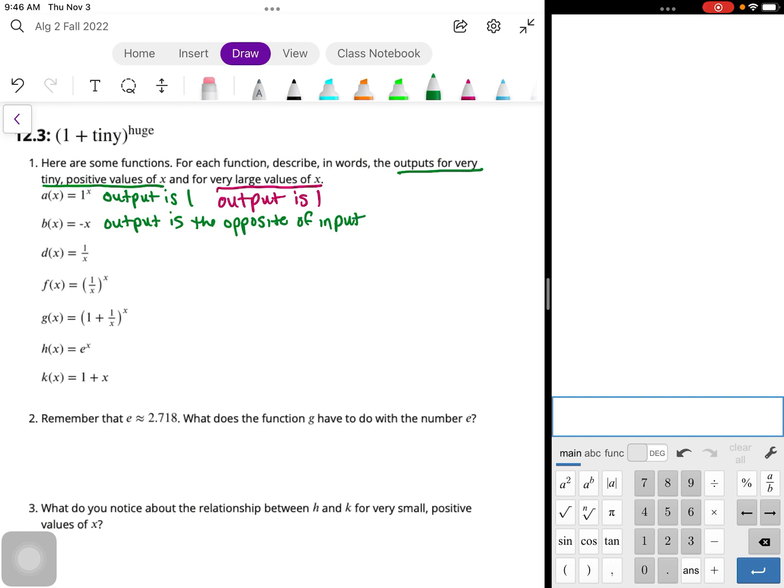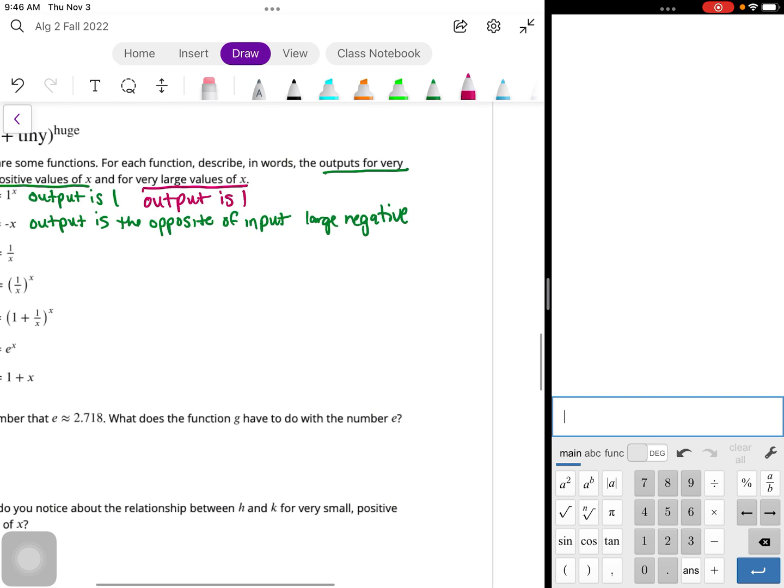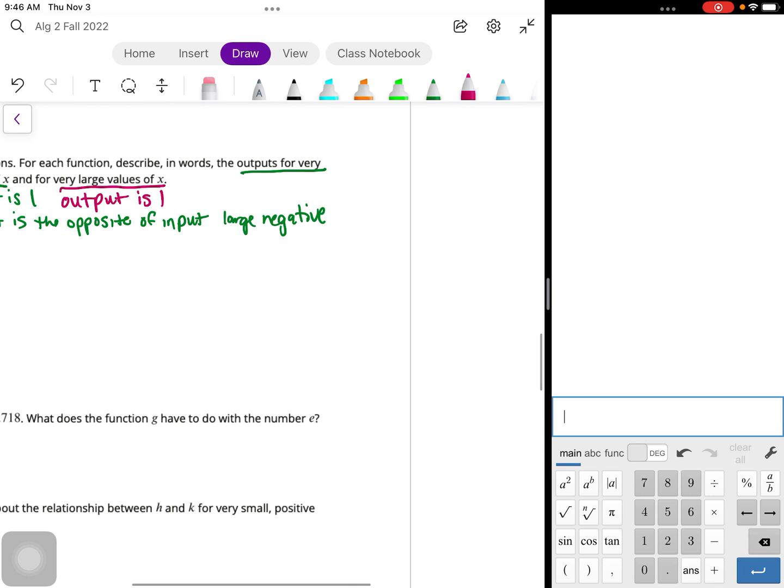So for small positive values, I will get large negative values. Because remember, the smaller the absolute value of the number, when you make it negative, that's a larger number. -1 is larger than -5,000. So for large values of x, you're going to get smaller negative values.